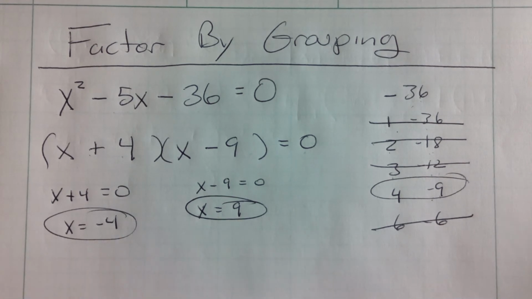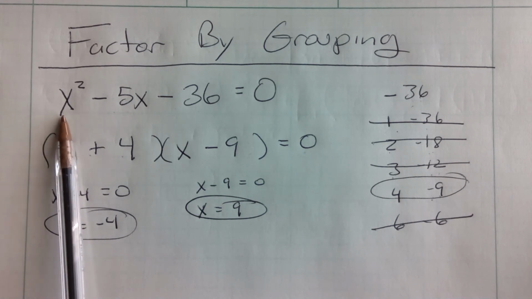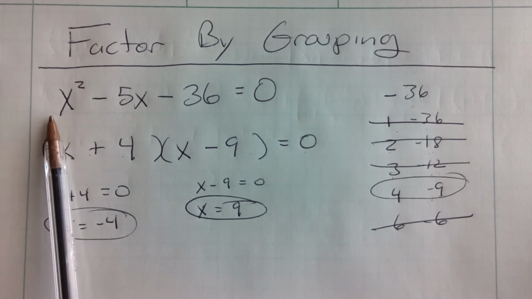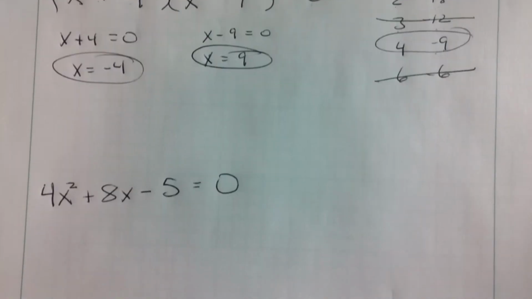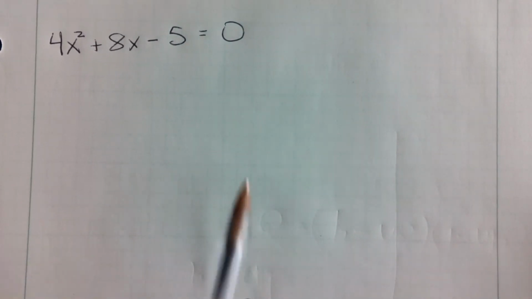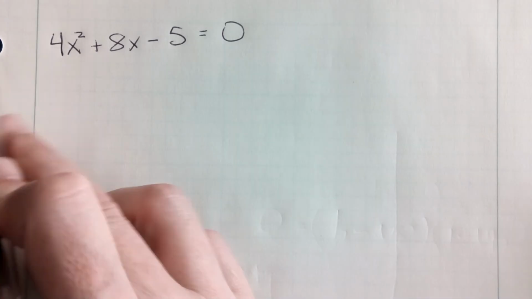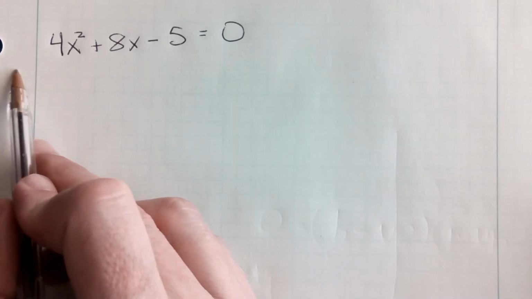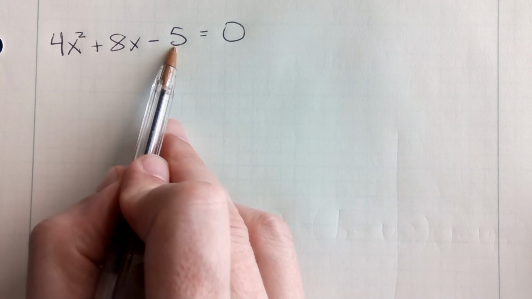Now, that's fairly simple to do when that leading coefficient, or the x squared term, just has a 1 in front of it. But what if it doesn't have a 1 in front of it? What do we do? Now, I would like to be able to factor the 4 away. If I could factor the 4 away, I would. But 4 doesn't go into this negative 5.